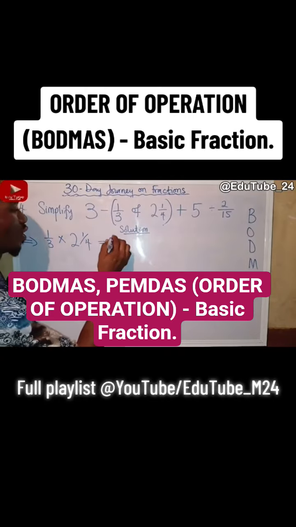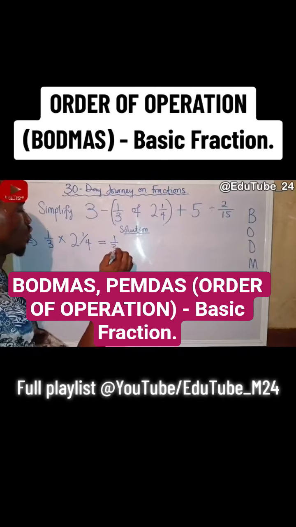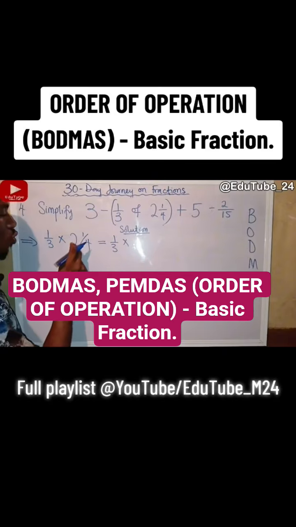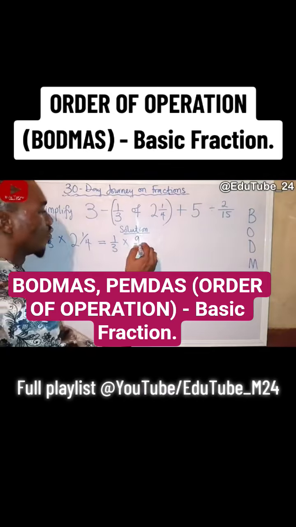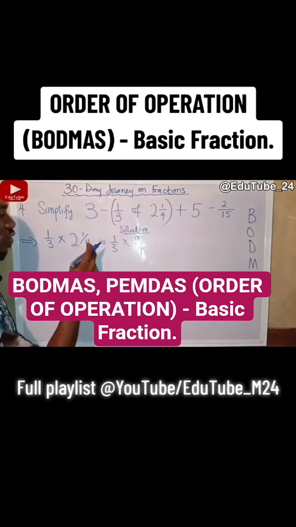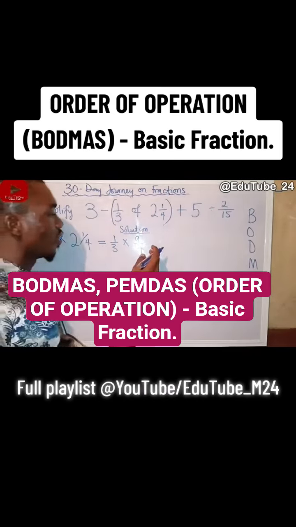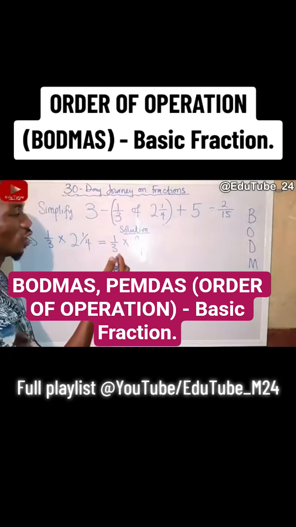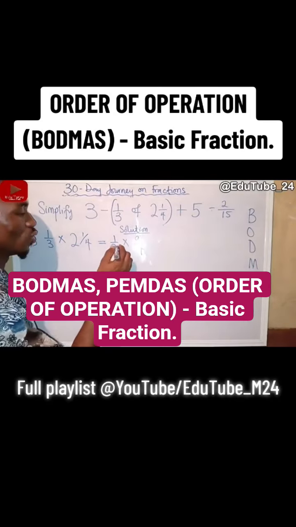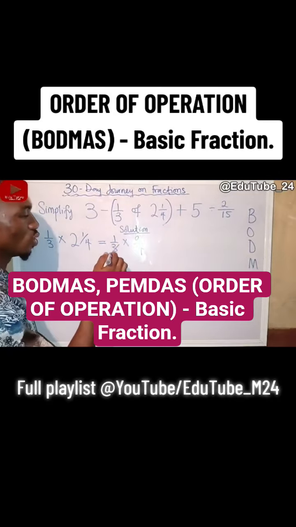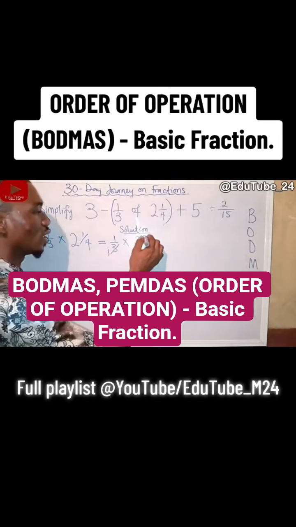So I'm going to rewrite the fraction because of space. So 1/3 times. So we convert this to a proper fraction, which will give us 9/4. 2 times 4, 8. 8 plus 1, that's 9/4. Now we find a common factor as usual. The common factor between 9 and 3 is 3 itself. So 3 in 3, 1, and 3 in 9 is 3.